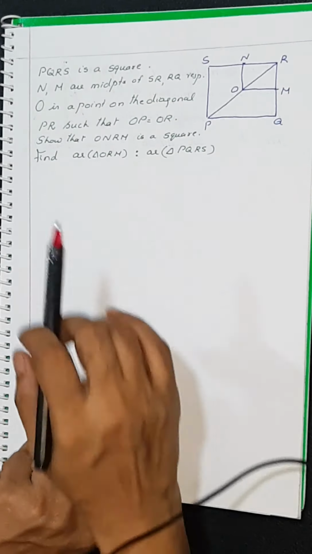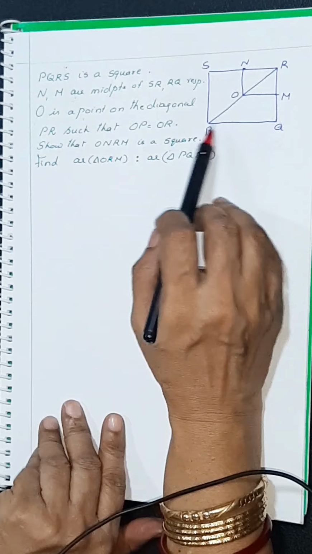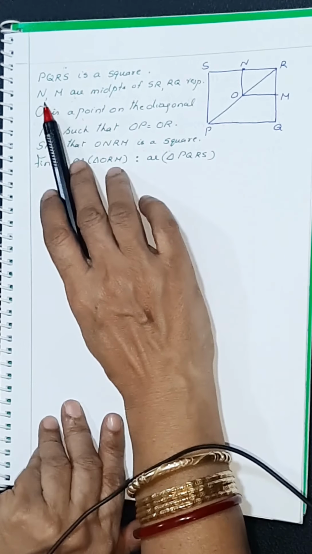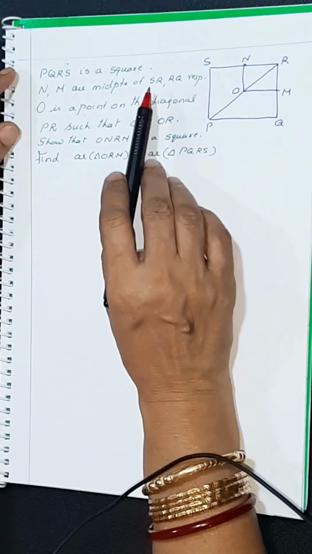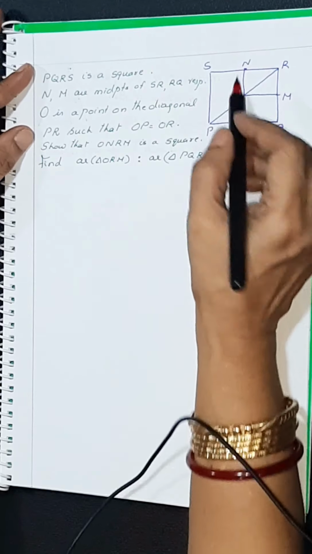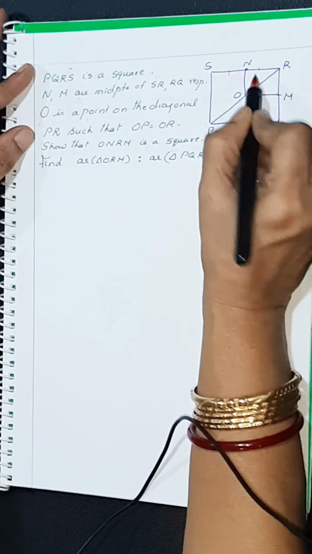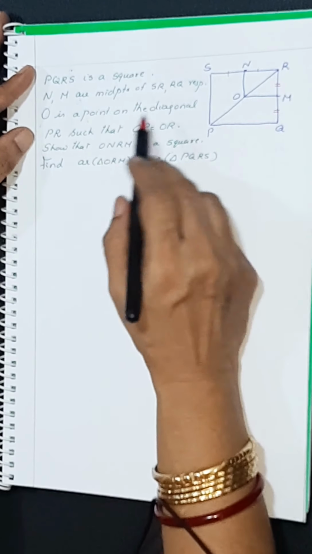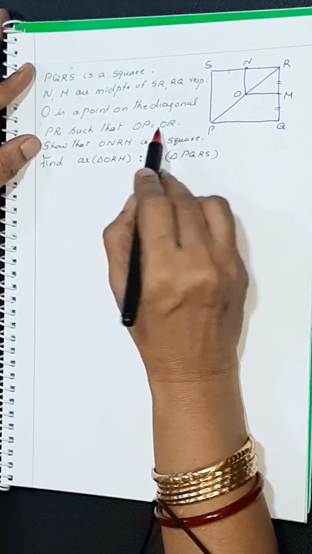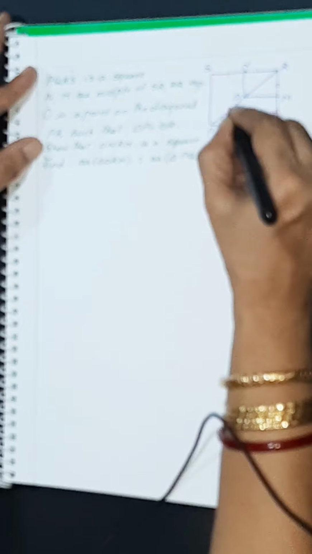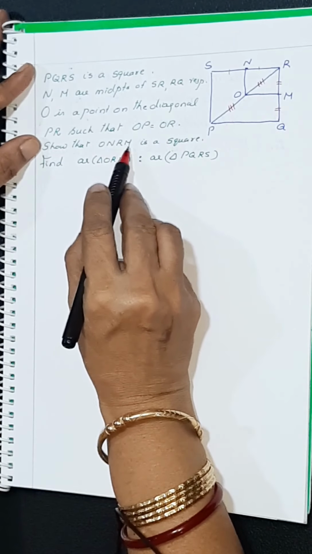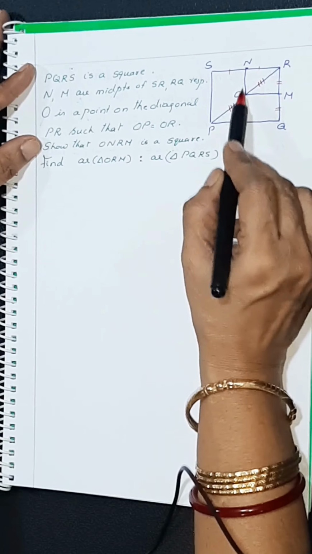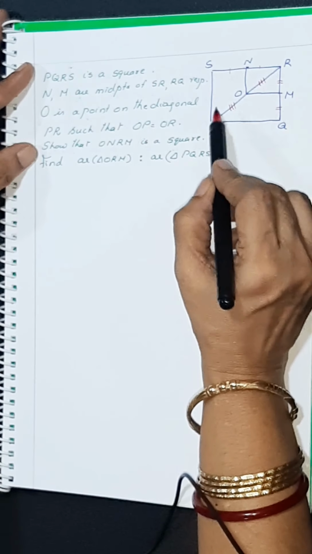So here in this question it is given PQRS is a square, and N and M are the midpoints of SR and RQ respectively. And O is a point on the diagonal PR such that OP equals OR. Now show that ONRM is a square.